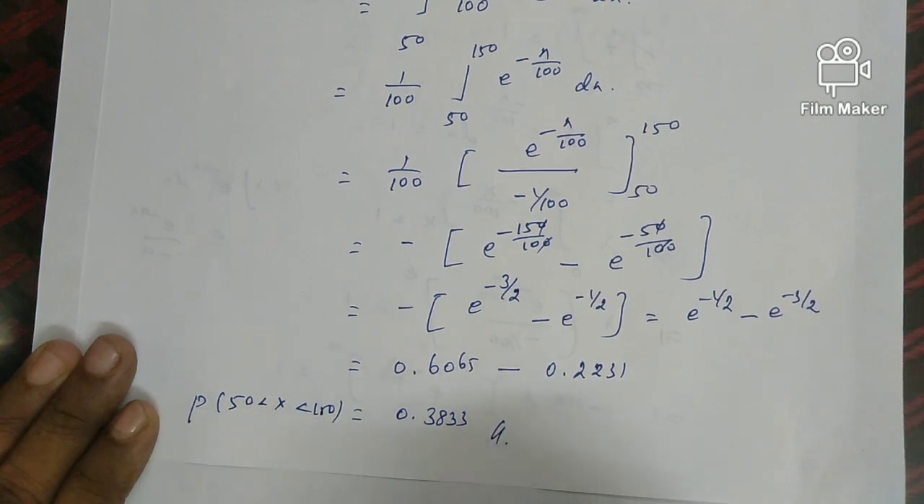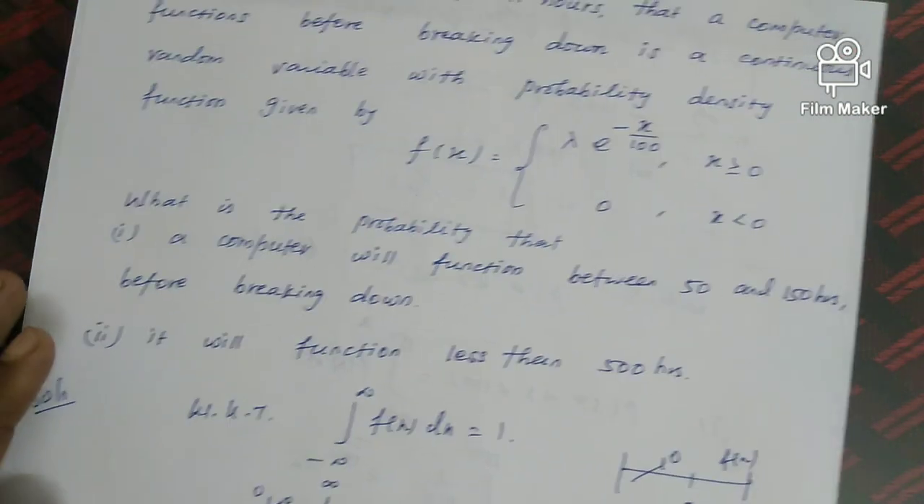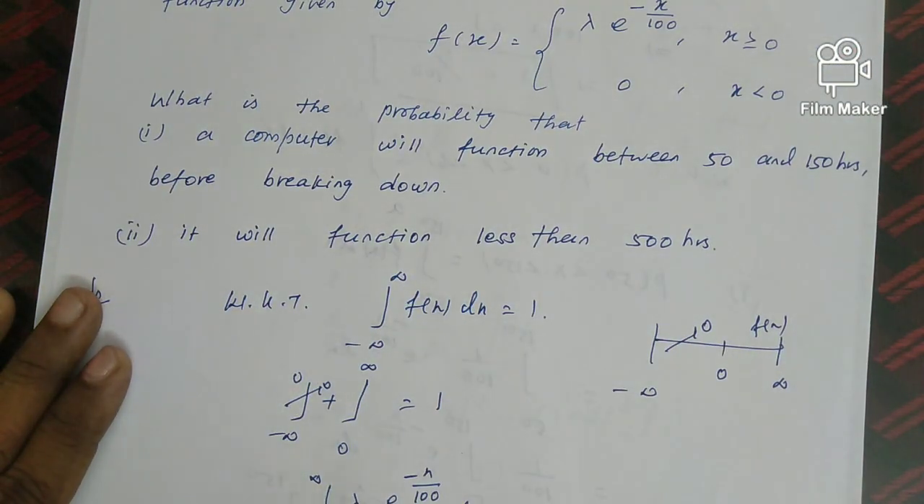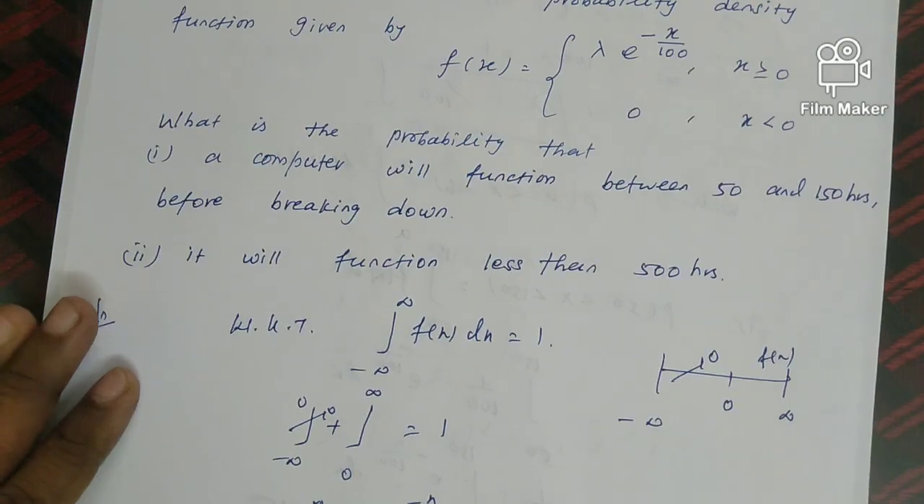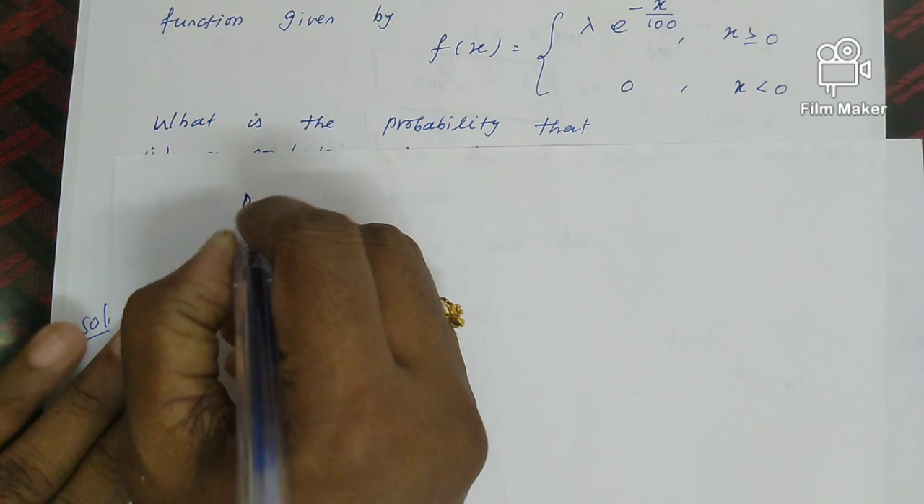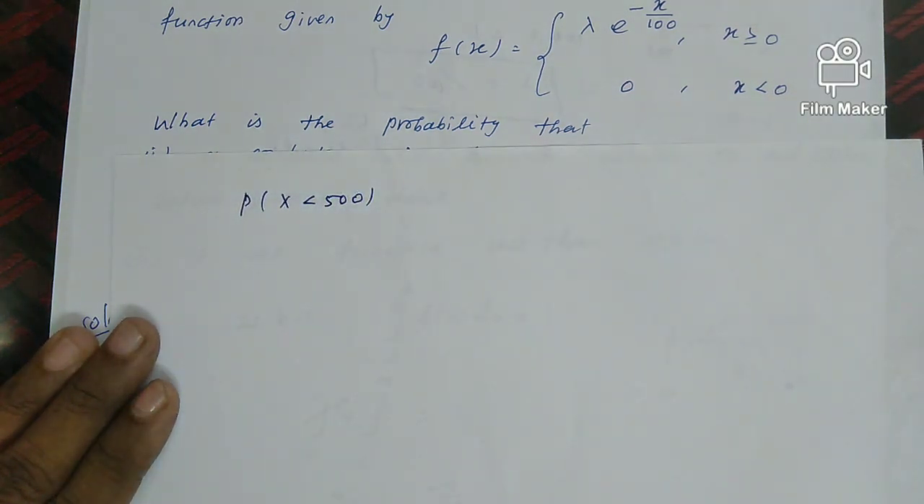This is the first part of the question. For the second part, what is the second part of the question? The computer will function less than 500 hours. Less than 500 hours means we have to find P of x less than 500. This is what is in the question.